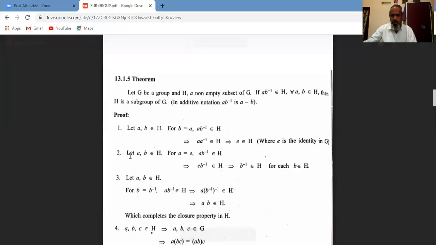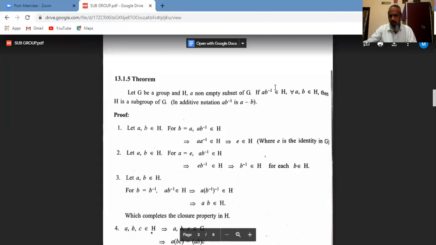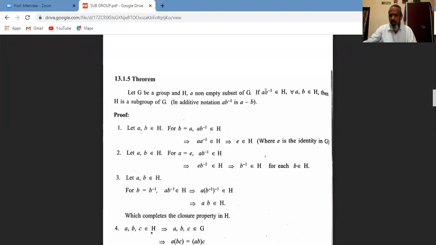Another property we are going to prove. Let A, B belongs to H. For A is equal to E, A B inverse belongs to H. This is the condition. If A, B belongs to H, then A B inverse belongs to H. We are taking A is equal to E. So A B inverse belongs to H means E B inverse belongs to H, implies E into B inverse is B inverse. B inverse belongs to H, for all B belongs to H. So for B belongs to H, B inverse belongs to H means every element in H possesses its inverse. So the inverse property is also satisfied. The identity property is also satisfied.